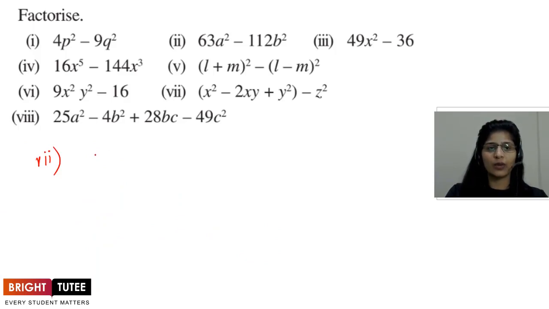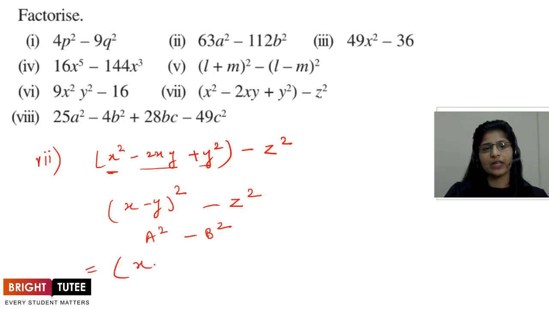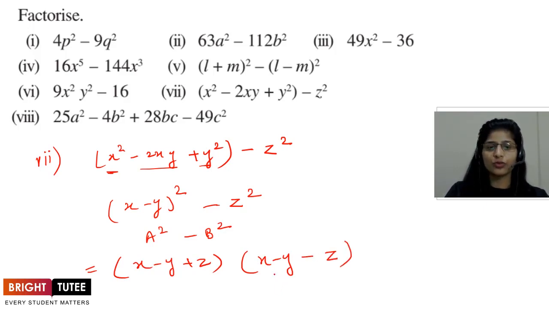So I hope you all can see what can be done here. We have x square minus 2xy plus y square minus z square. So first we are going to solve the bracket. You see it is a square plus b square minus 2ab. So it is a formula, or I say the identity, for (x minus y) whole square minus z square. Now we have got it in the form a square minus b square. So it will be a plus b, that is x minus y plus z, and a minus b, that is x minus y minus z. These are the two factors.